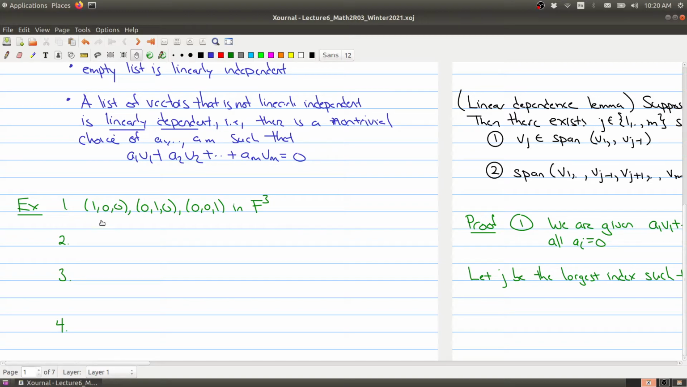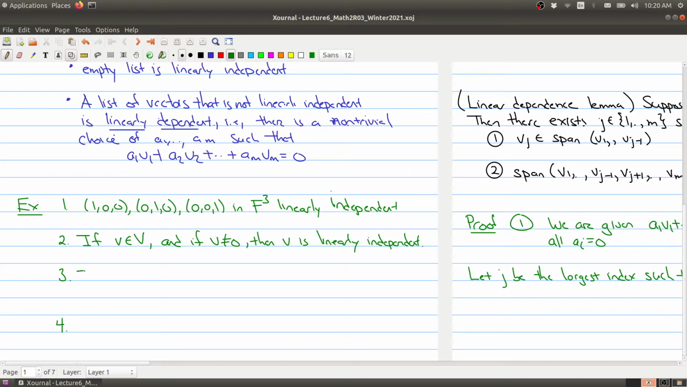Let me give you some examples of these. Here we have the standard basis vectors in F3, and you should probably remember from Math 1B03 that this is linearly independent. The only linear combination of these vectors that gives you 0 is when all the coefficients are 0. If you take a single vector inside of your space, and if v is not the 0 vector, then v is linearly independent. So a single non-zero vector is linearly independent.